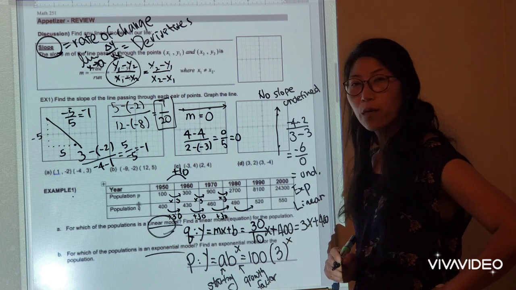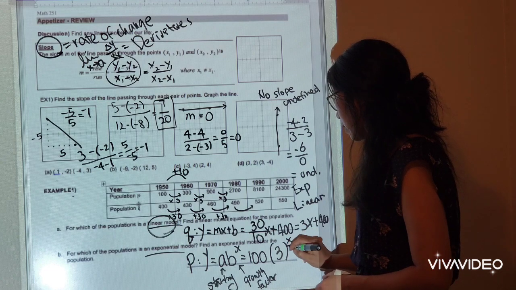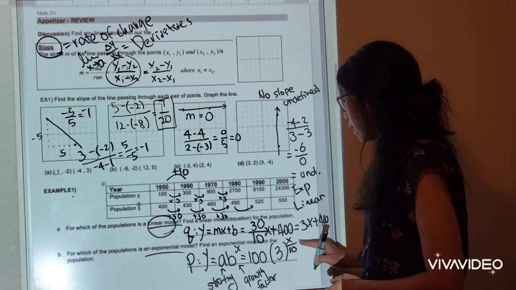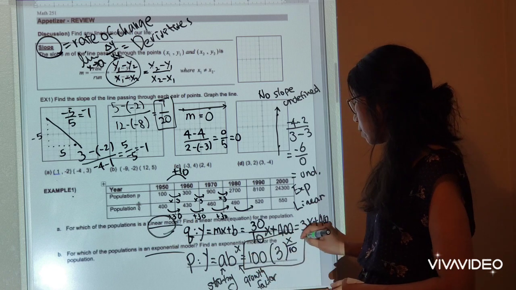So if it was over 1 year, it's going to be x. But since it's over 10 years, every 10 years it's going to be tripled. So my equation is going to be this.